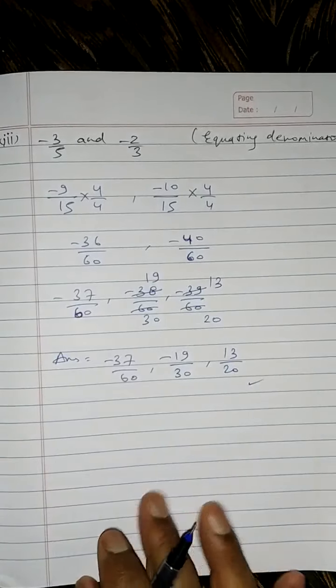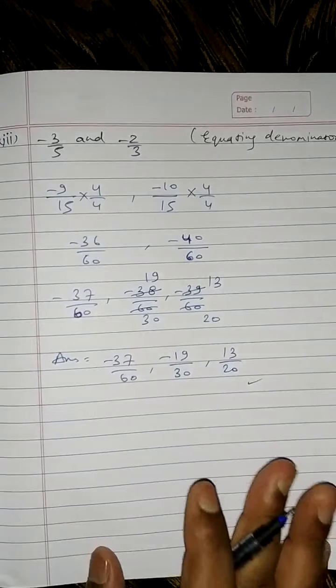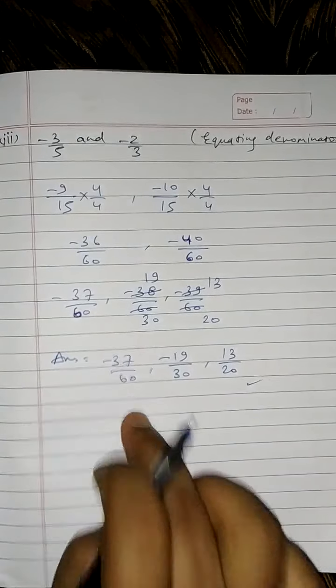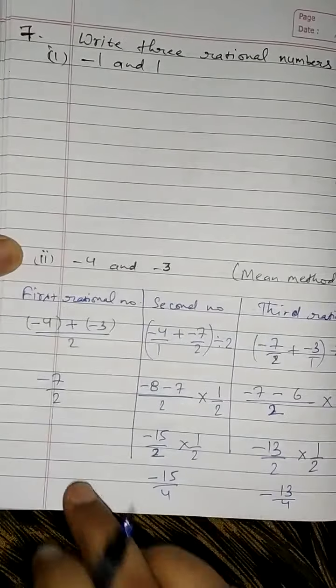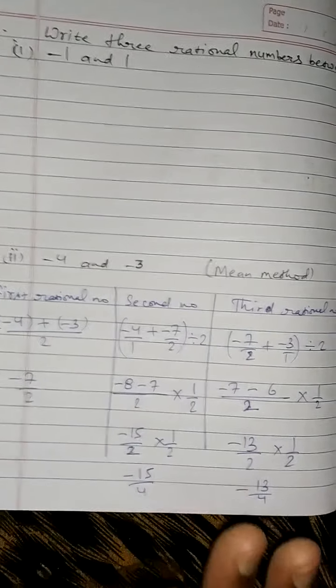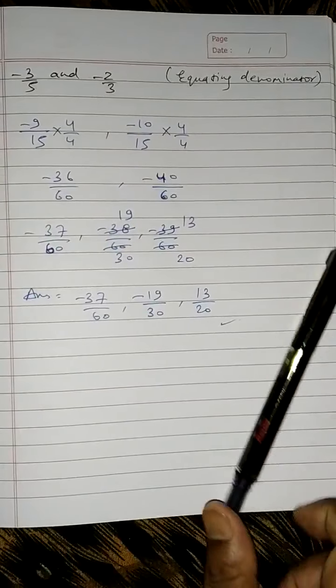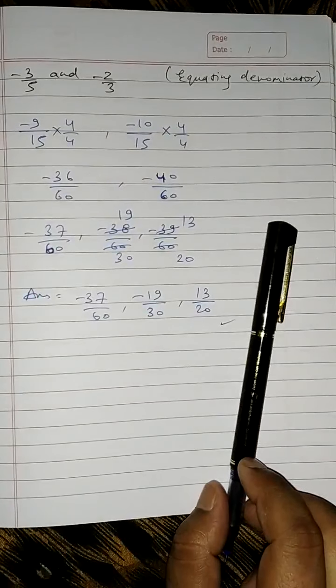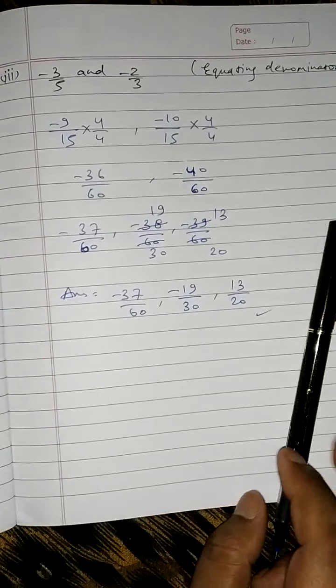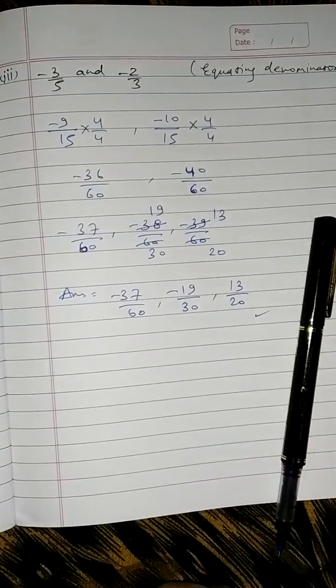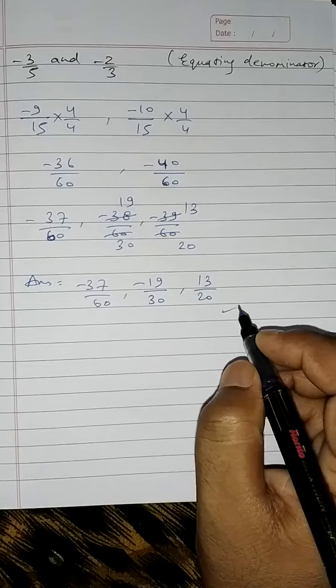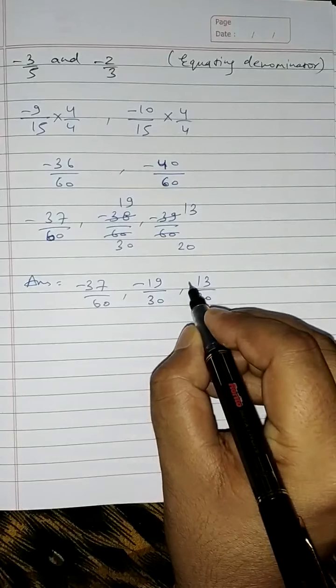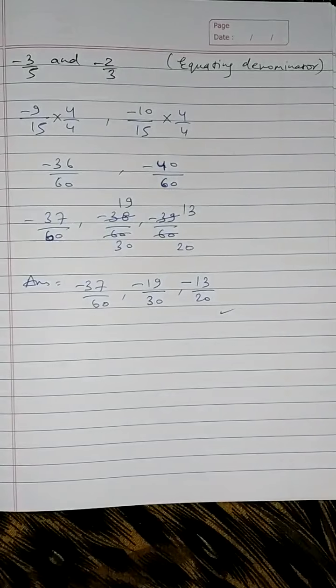Okay students, it's your choice, whatever method you want to use, this one or this one. And in this way the chapter is now finished. If you have any problem, we can take one more class for this chapter. Thank you. Put a negative sign here. Okay, this one. Thank you.